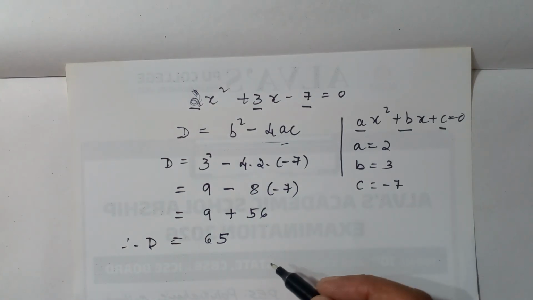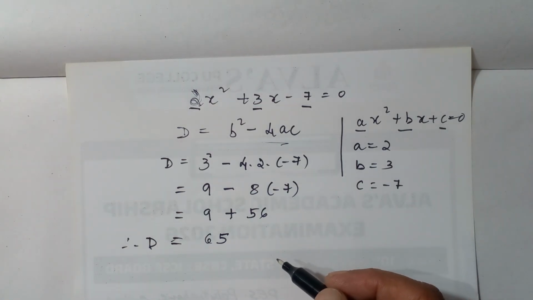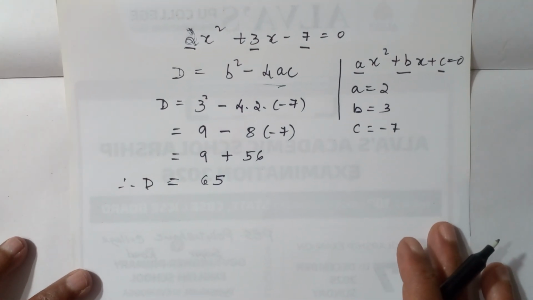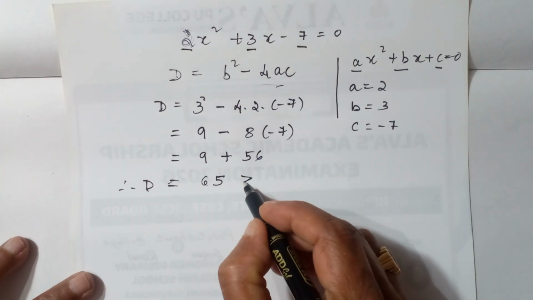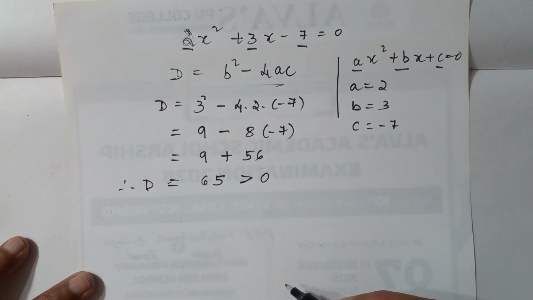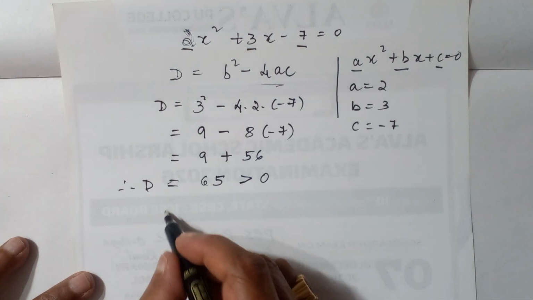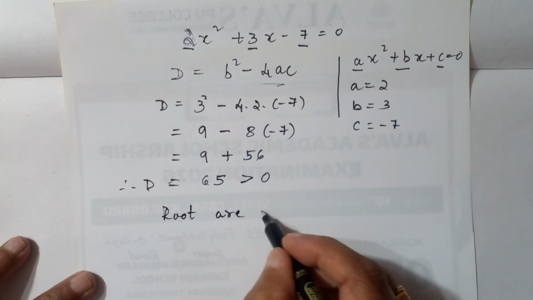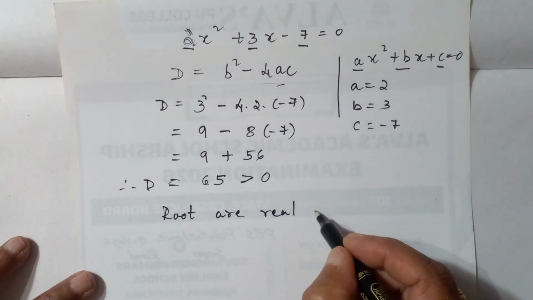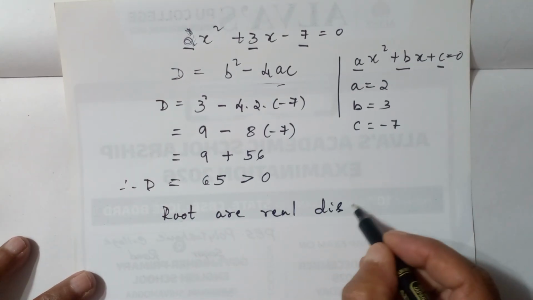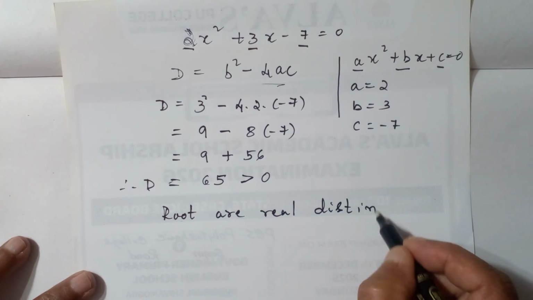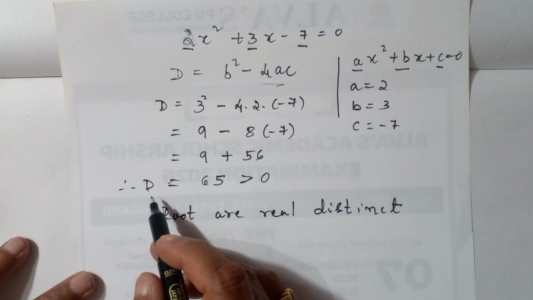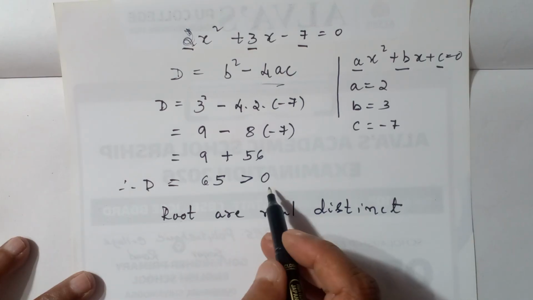After that, the question asked, determine the nature of the roots. Here 65 is greater than 0. It is positive. Therefore what I have to say? Roots are real and distinct. Okay, real and distinct. So this is the answer required. So the discriminant, that 65, is greater than 0.